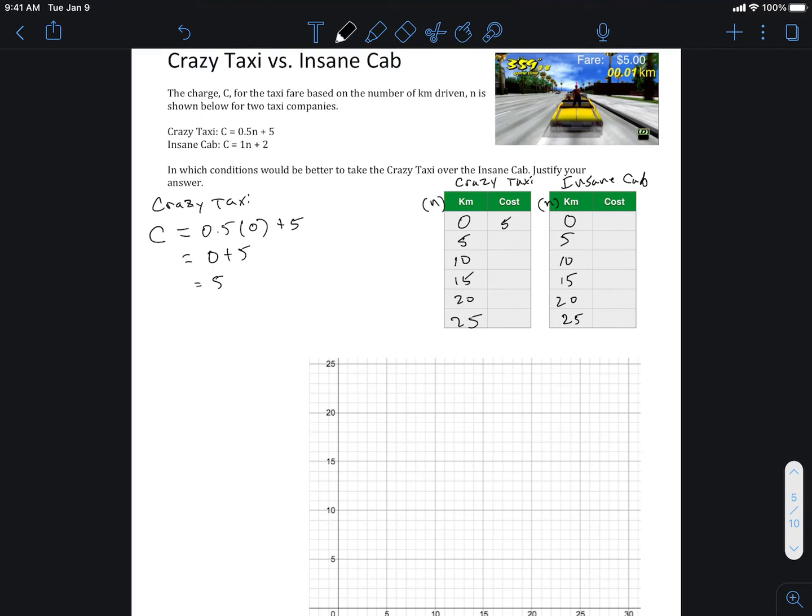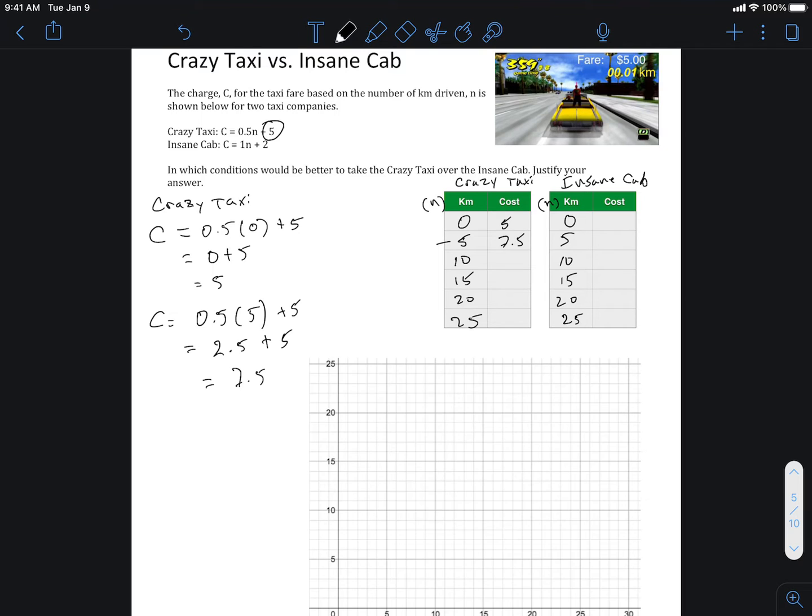Okay? Which makes sense, right? Before you've even gotten in the cab for Crazy Taxi, you know it's going to charge you $5 as your starting value. And then you can do it again. Sometimes you can do these in your head a little bit, right? So you go 0.5 times 5, because that's my next value, plus 5. So that's going to be 2.5 plus 5, which is 7.5. That's how much it's going to charge you there.